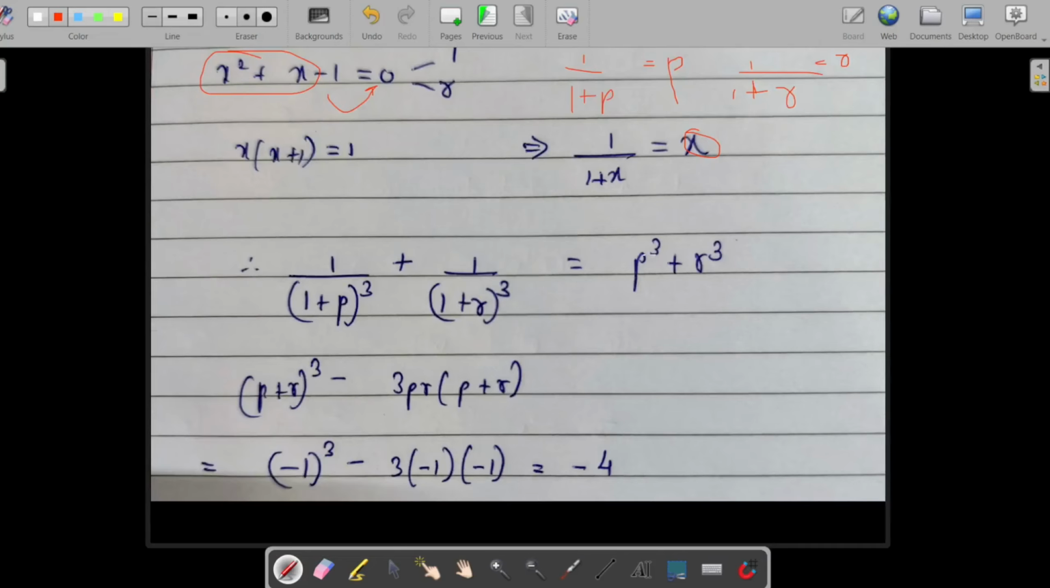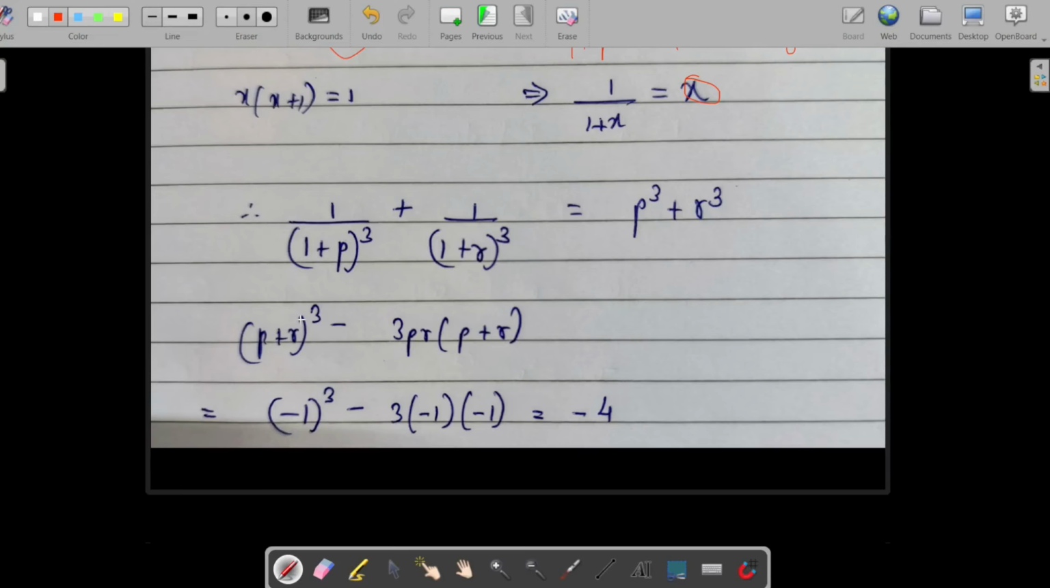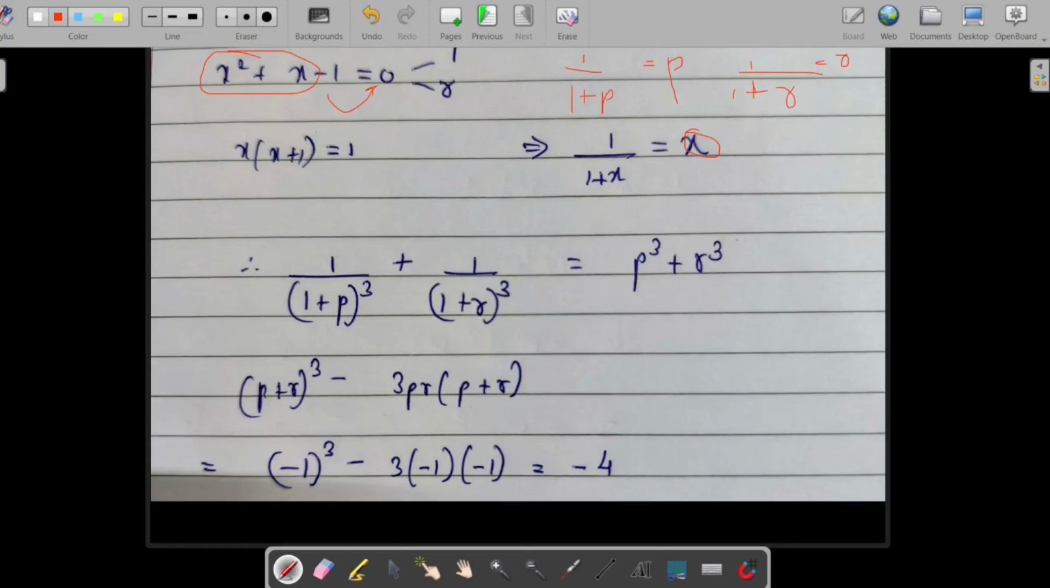Now again, this is basically a cube plus b cube, which is a plus b whole cube minus 3ab into a plus b. This is basically simple theory of equations. This is the sum of roots, minus b by a, which is minus 1. This is the product of roots, c by a, again minus 1. Substitute the values, you get the answer minus 4.